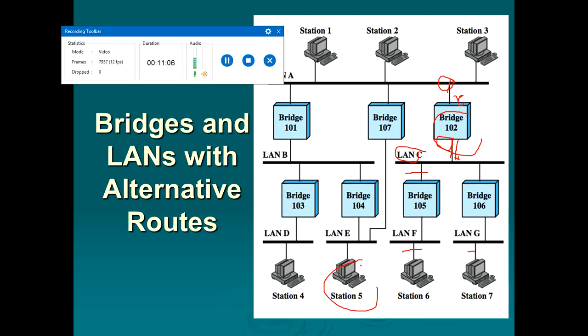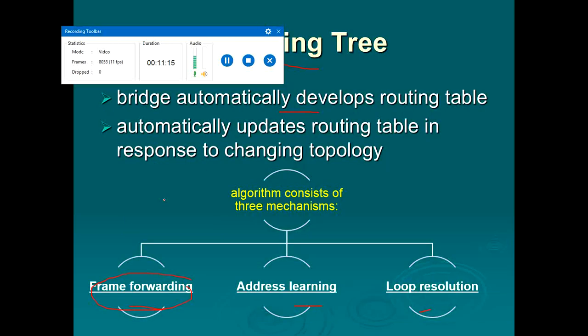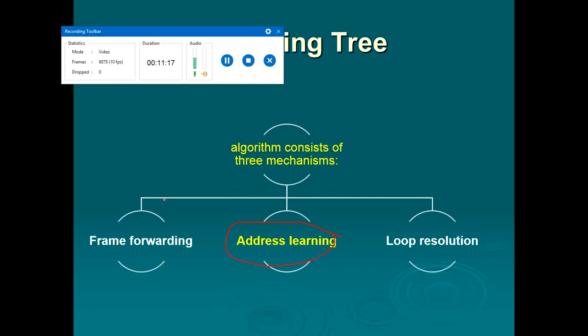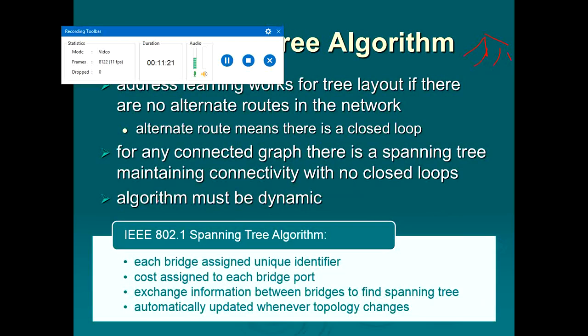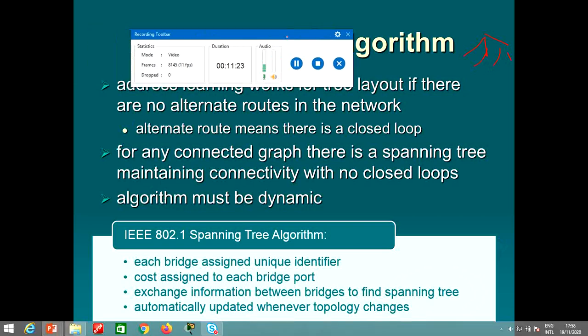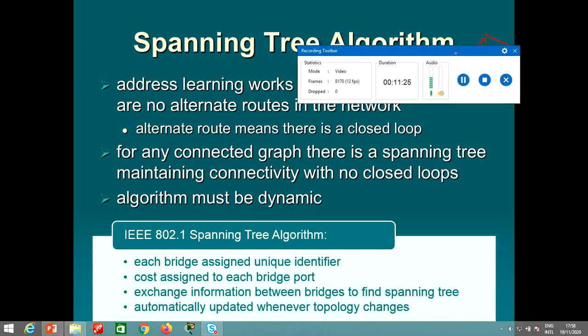Send to bridge 107 and then directly to station 5. So there exists an alternative route. So this is not a tree-like structure. Address learning works well if our structure is a tree-like structure, but if there are alternate routes, that means a closed loop is formed, it will not work well.